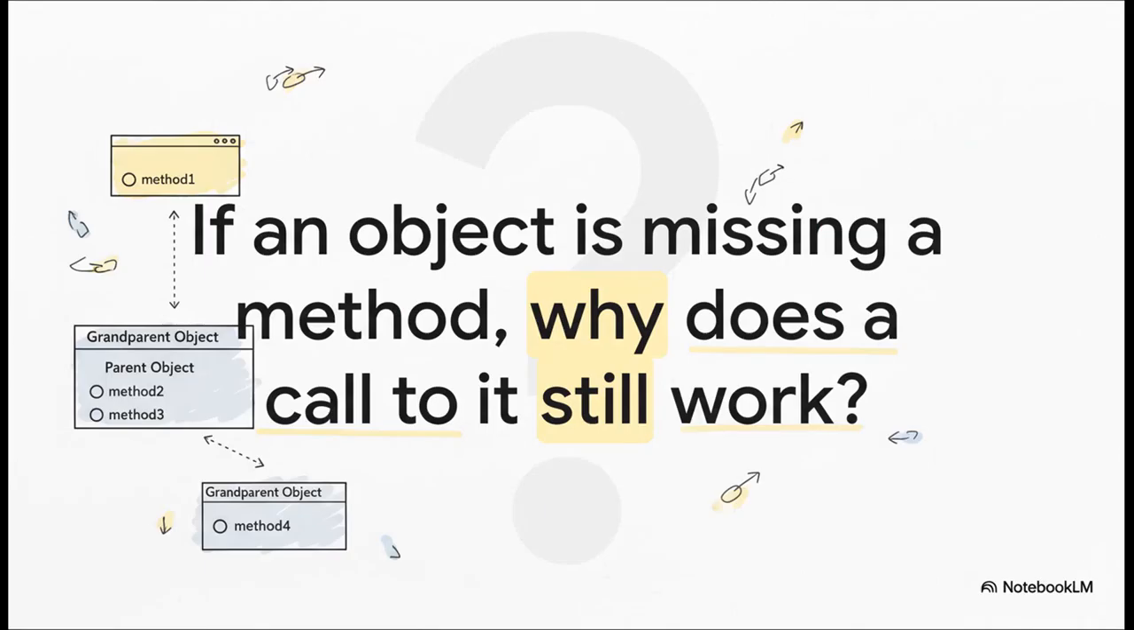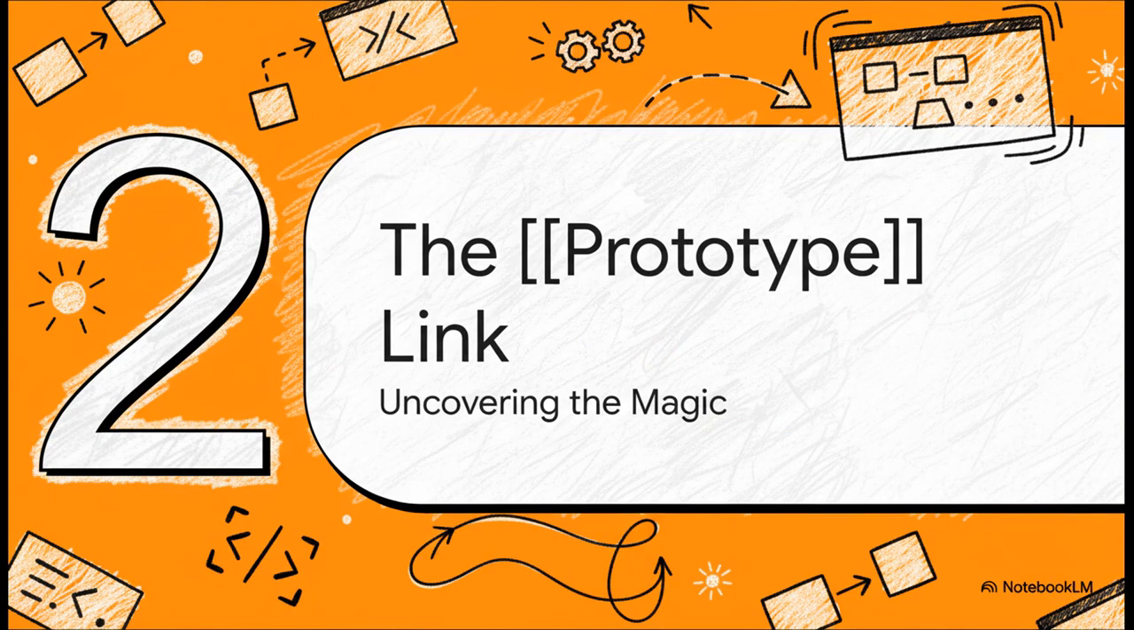Okay, now for the big mystery. Let's say we create a super simple object, right? Just one property. How is it that we can call a method like toString on it, and it just works? We didn't define that method, so where did it come from? The answer lies in a special kind of hidden property that every single object in JavaScript has. And understanding this is the key to unlocking JavaScript's entire object model.